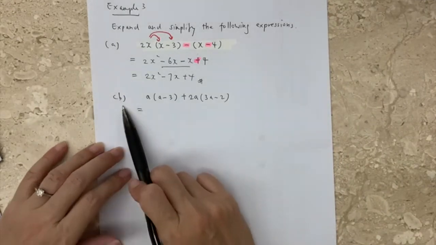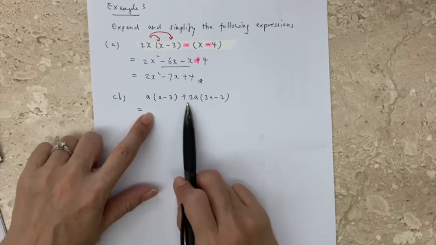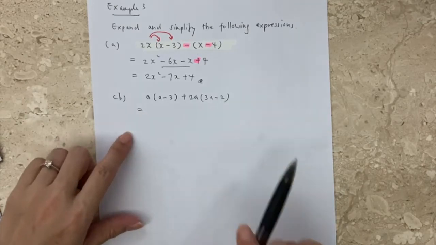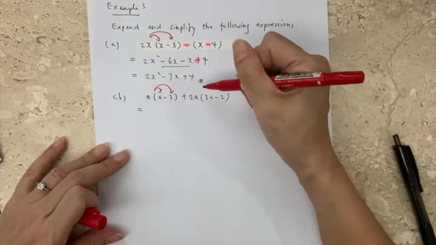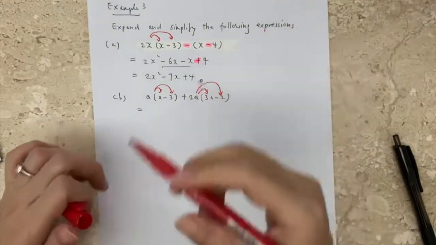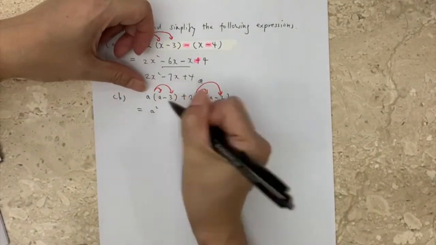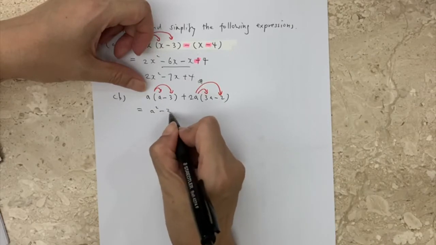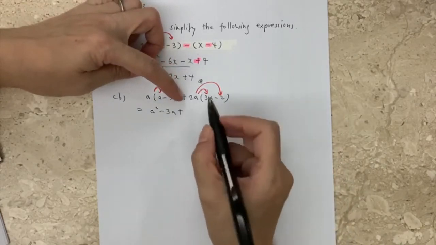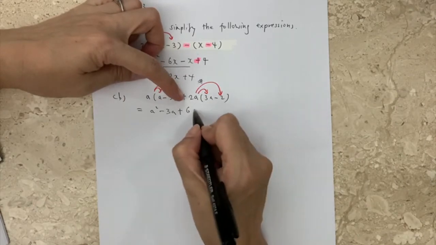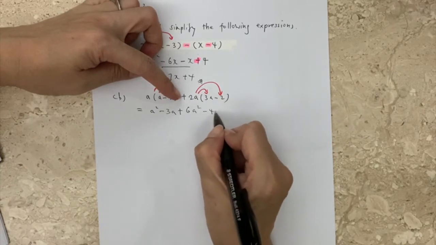Okay, so next example. This one is a times a minus 3, and then plus 2a times 3a minus 2. So we expand in this way. This is expansion, and for this it is also expansion, right? So a times a, we have a squared, and then minus 3a, and here is plus 2 times 3 is 6, and a times a is a squared, and then this is plus, this is minus, so minus 4a.